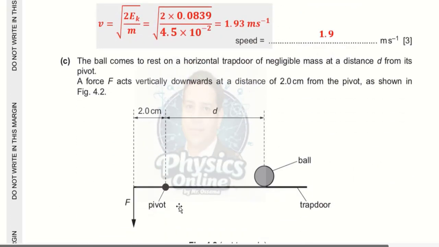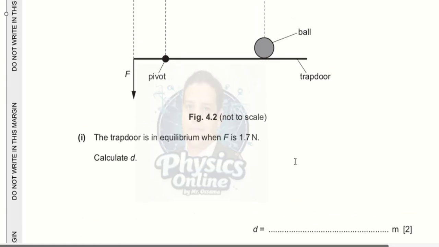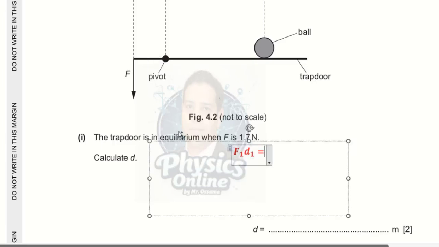The ball comes to rest on a horizontal trapdoor at distance d from its pivot. A force F acts vertically downward at a distance of 2 centimeters from the pivot, as shown in the figure. The trapdoor is in equilibrium when the force equals 1.7 newton. Calculate d. Here we'll apply the rule of moments. It is in equilibrium, so the clockwise moment equals the anticlockwise moment. F1 d1 equals F2 d2.